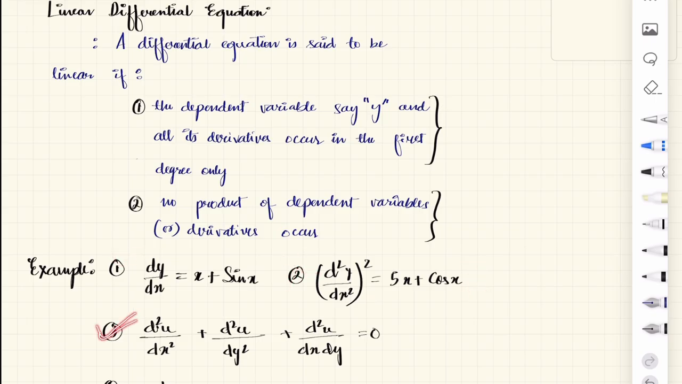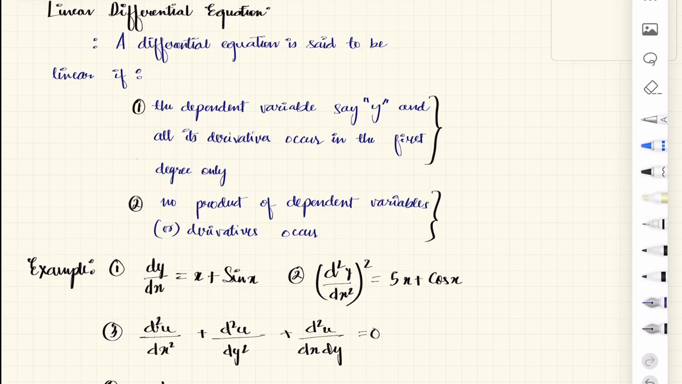Okay, let's see the third example. Derivative of u. u is the dependent variable. So here there is the second derivative of u with respect to y, another one with respect to x, and so on. Is there any second degree? No, only 1 degree. Here also 1, here also 1, here also 1. I'm not talking about the order. Order can be 2, but the degree is 1. The degree is only 1.